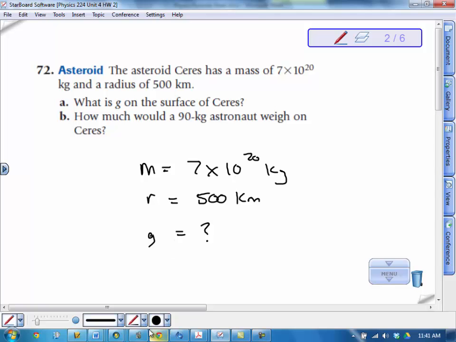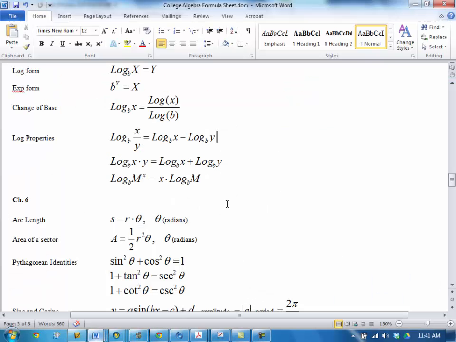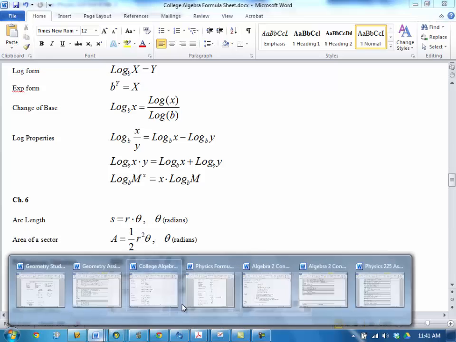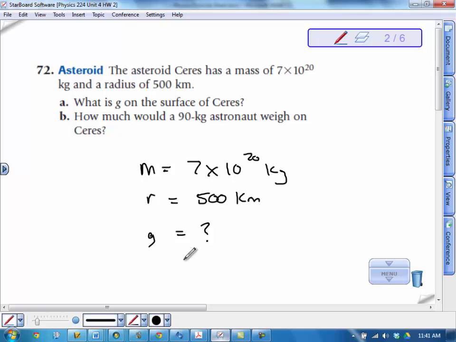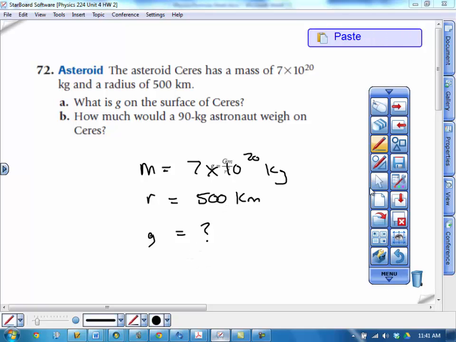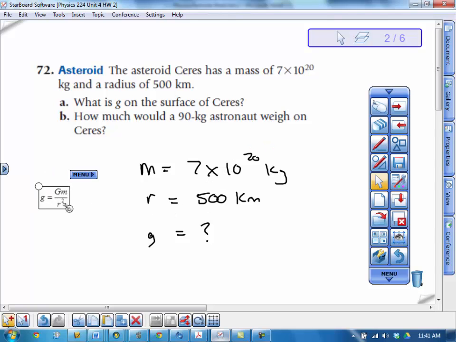So when you look at the formula sheet, you can say, I have the mass, I have the radius, and I'm looking for small g, acceleration due to gravity. So I'm going to use this formula right here. All right, so all you have to do is plug it in and find g.